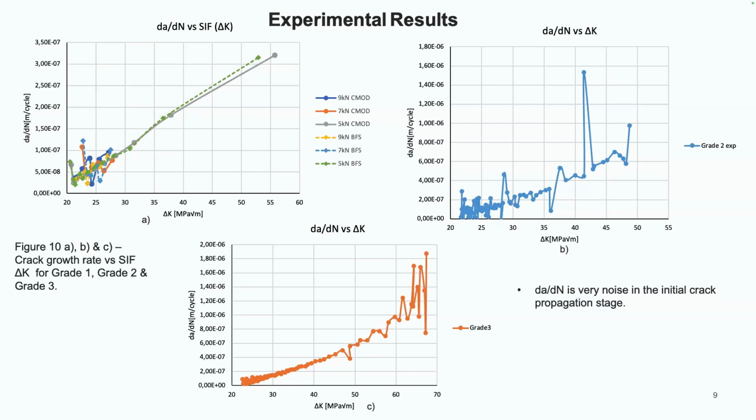The other thing we are interested in is that you could see some kind of weird jump in the crack growth rate, and we are investigating what the reason might be.